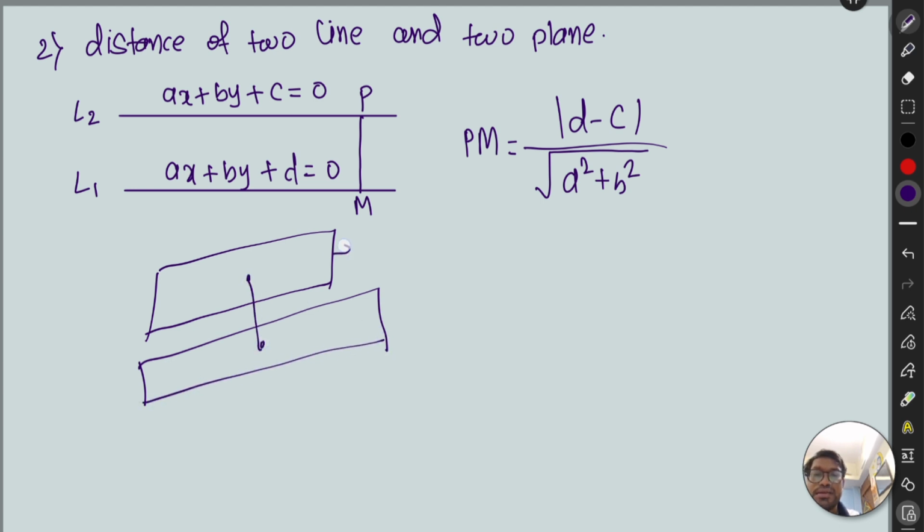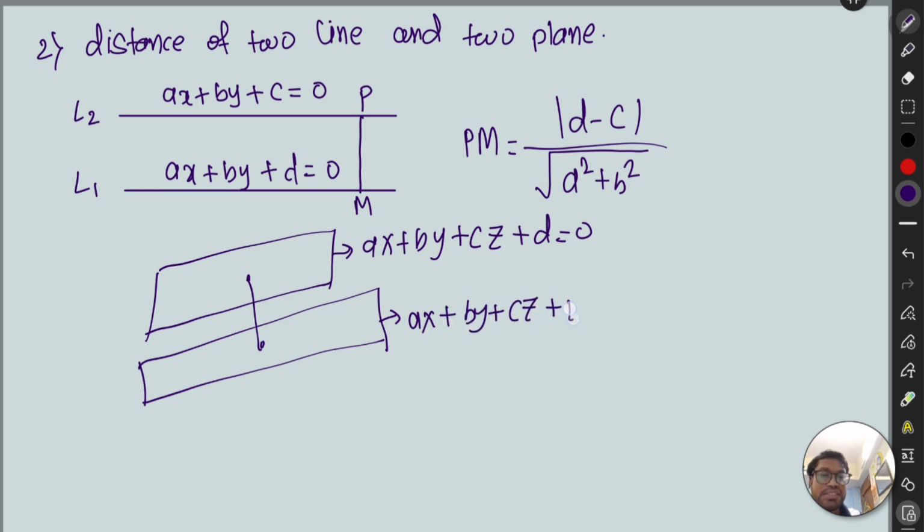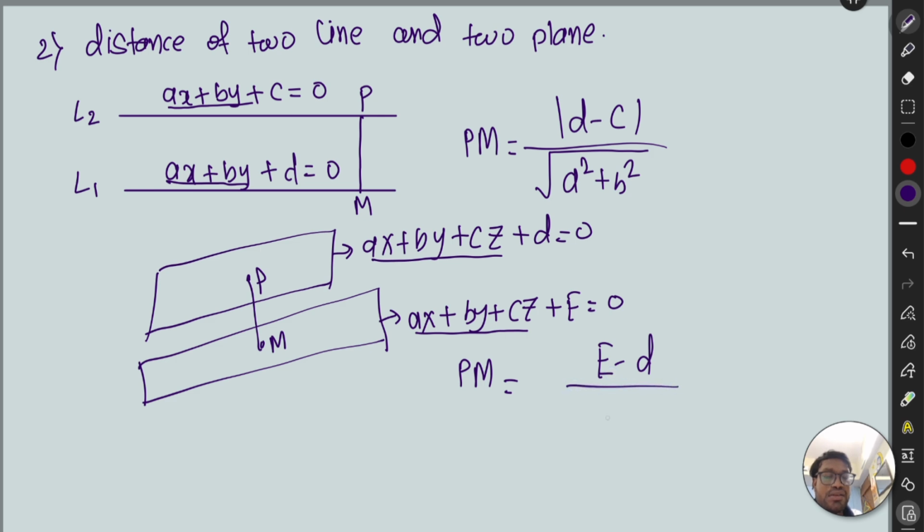two planes that are parallel, this must be ax plus by plus cz plus d equal to 0, and this must be ax plus by plus cz plus e equal to 0. As we have seen, all the x, y terms should be the same. Similarly, in the plane also, to be parallel, the x, y terms should be the same. So in this case, PM will be the difference between the constant terms, e minus d or d minus e, as we will use modulus, so that's no issue, divided by square root of a square plus b square plus c square.